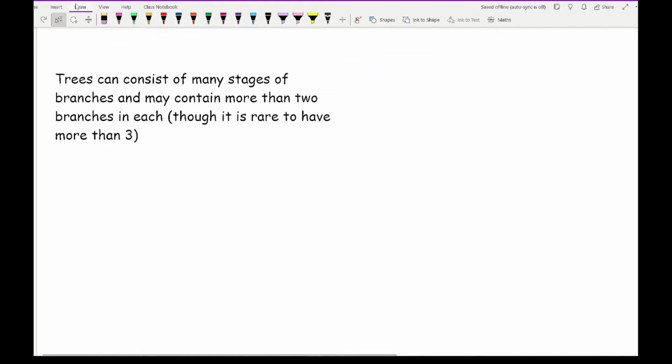Now, trees can consist of many stages of branches and may contain more than 2 branches in each, although it is rare to have more than 3. So what I mean by that is, for example, I could have a tree diagram where in the first event there are 3 possible options, and I then could also have another 3 options in the second stage. So your tree diagram could look something like this.